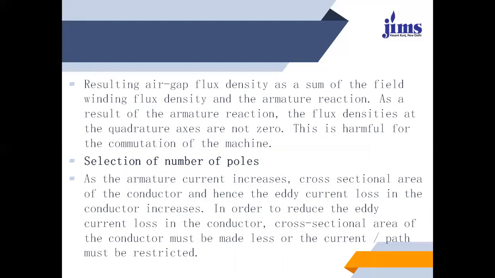As a result of the armature reaction, the flux density at the quadrature axis is not zero. This is harmful for the commutation of the machine. Next part will be the selection of number of poles.